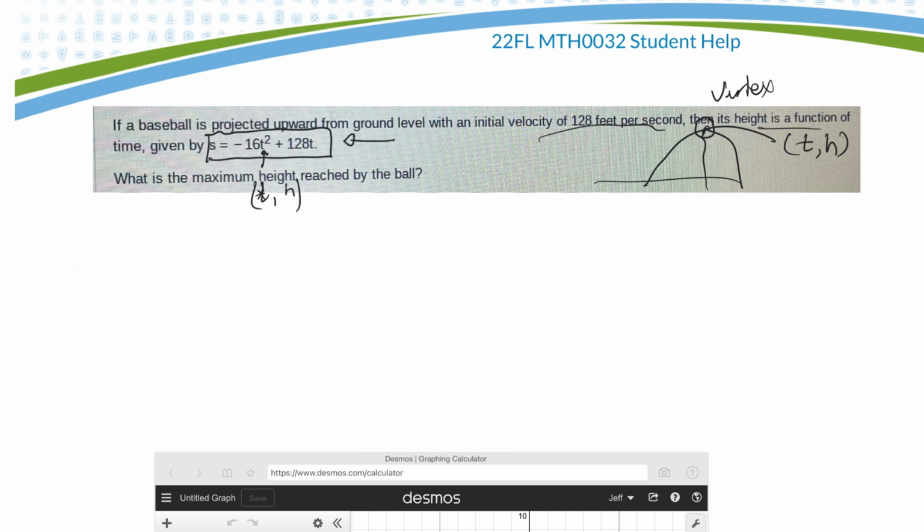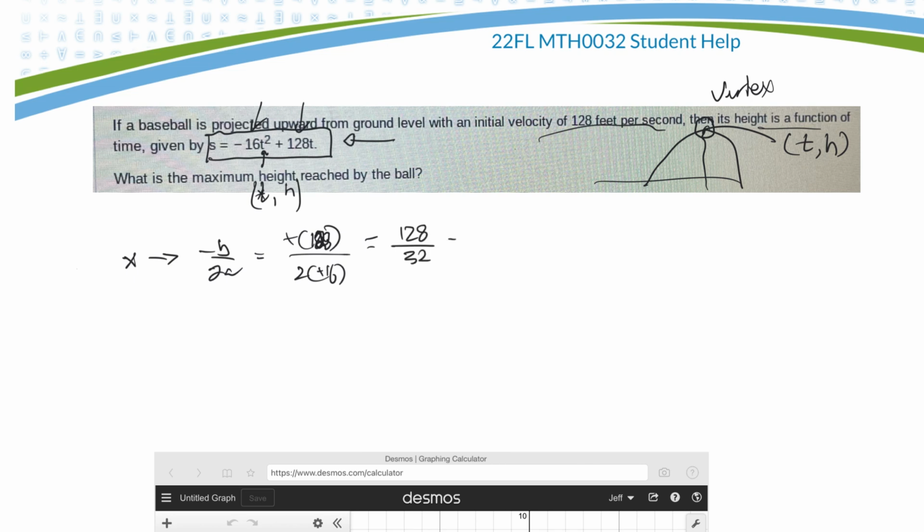To do that, I can complete the square or I can use the formula. To get the x-coordinate of the vertex, I go minus b over 2a. So minus something over 2 times something. B is 128, that number. And a is negative 16, so the two negatives cancel. So I have 128 over 32.